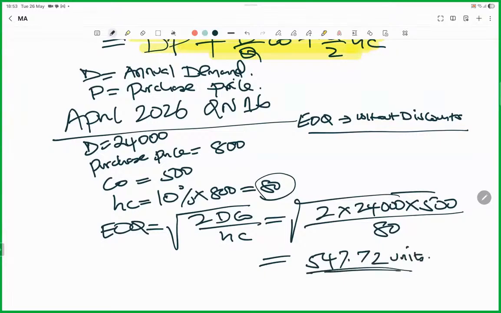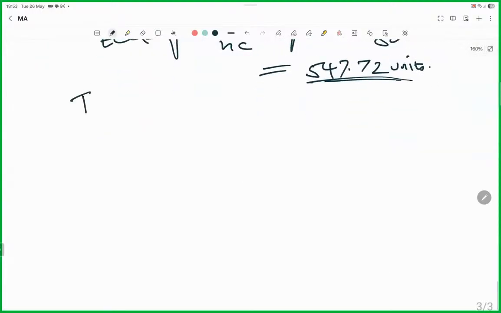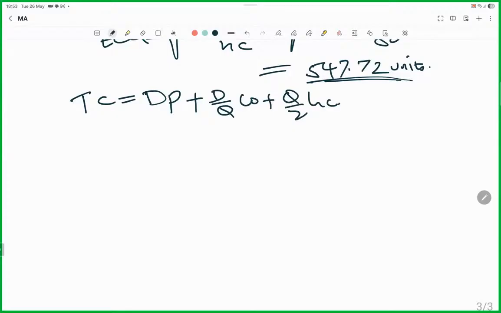Now from there, for advisory purposes, we must do some costing. So come here and give me total cost, which will be DP plus D over Q times CO plus Q over 2 times HC. You see the question here has a quantity discount. If the question has a quantity discount anywhere, we shall always include this DP, always. Because now our prices will be different.